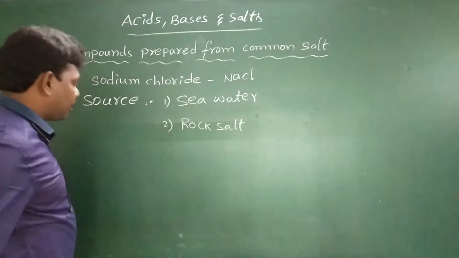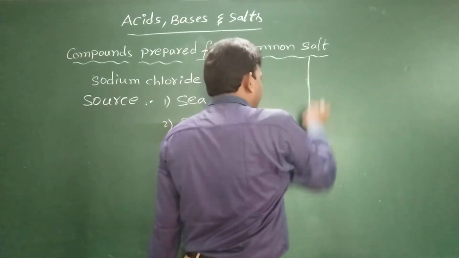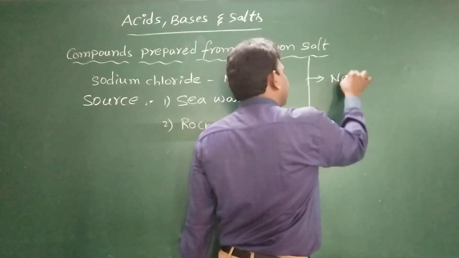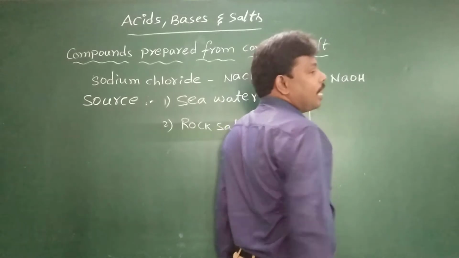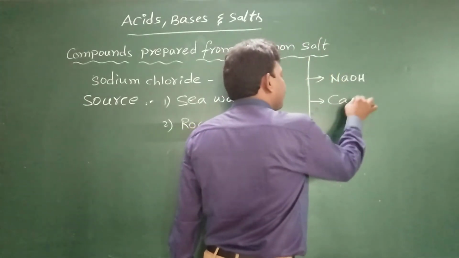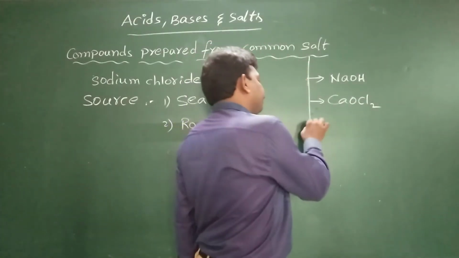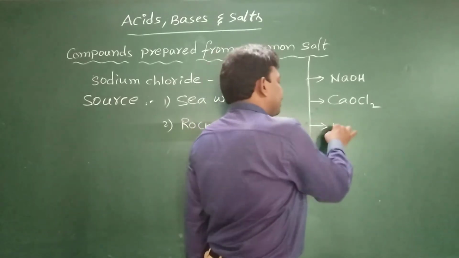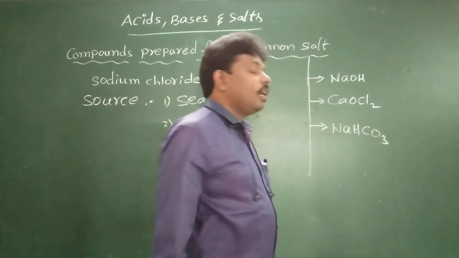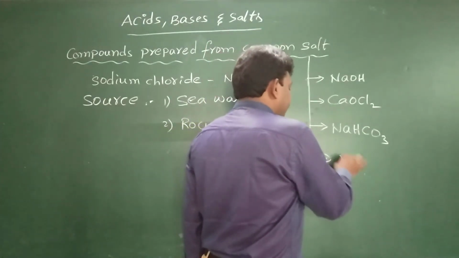From this common salt, we will prepare different compounds. Number one is NaOH, sodium hydroxide. Number two, bleaching powder, CaOCl2. Number three is NaHCO3, called baking soda or sodium bicarbonate. Number four, Na2CO3.